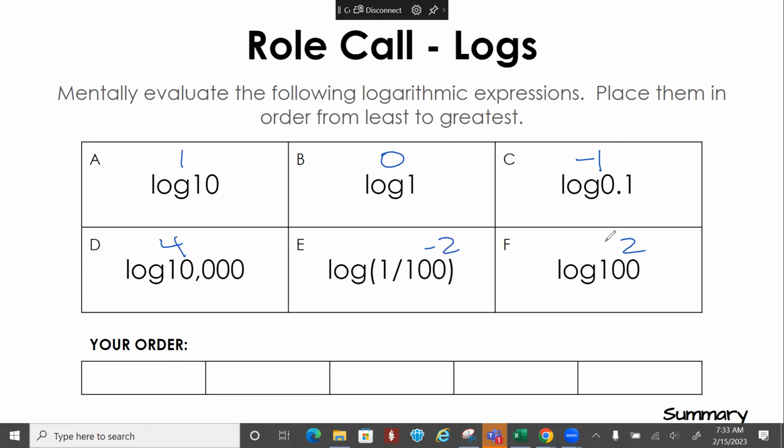Okay. Now we're going to order these from least to greatest. What's the smallest number on here? -2. Okay, so E is going to go over here. And then what's the next number? -1, that's C. The next number is 0, so that's going to be B. Next number is A. Then F. And then D. I don't know why we don't have enough boxes, but I just work here.